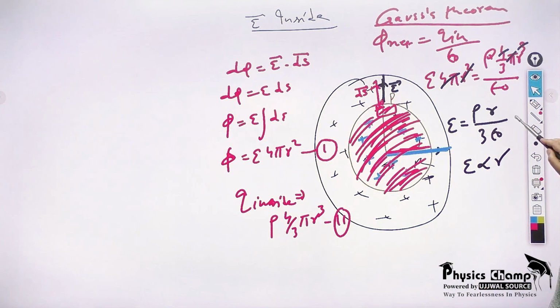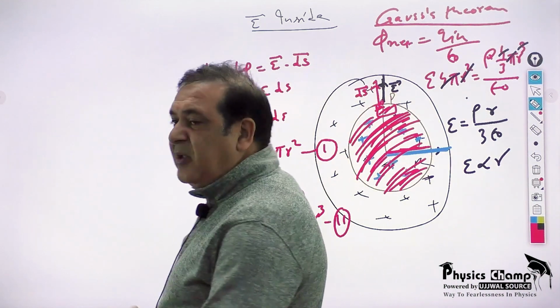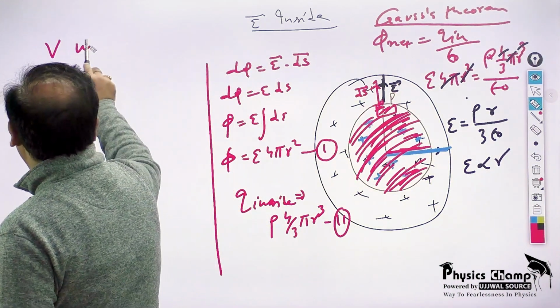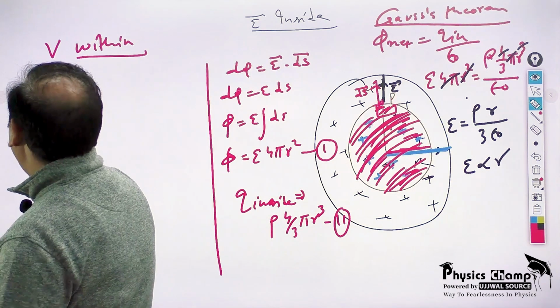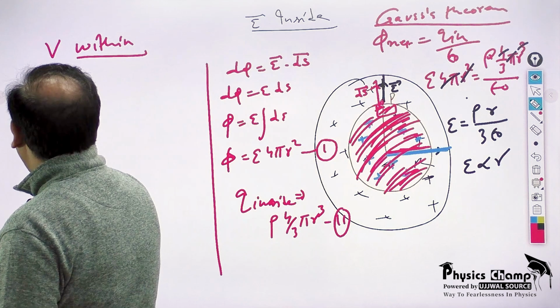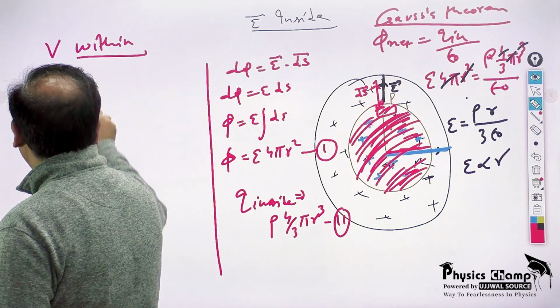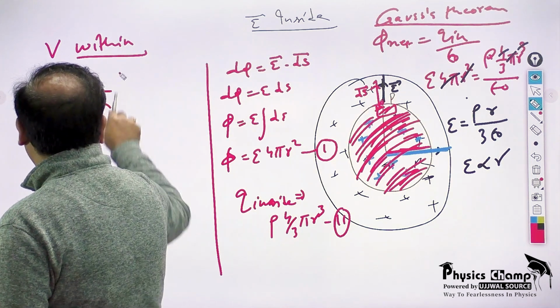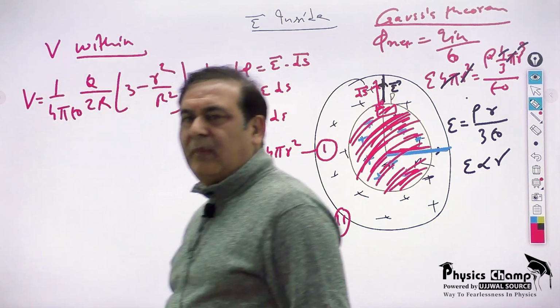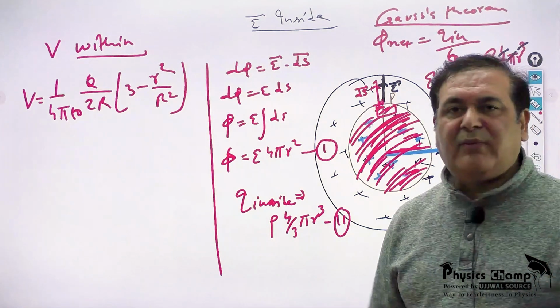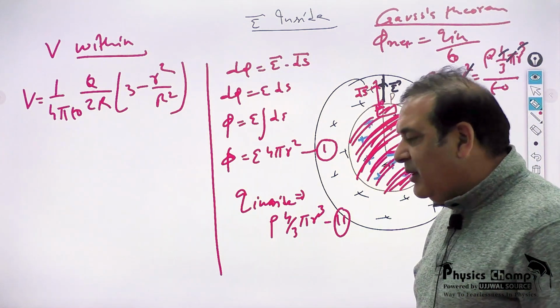And let's write the expression for electric potential. Now I'll be directly sharing that formula for electric potential within. We are not proving it like we have done earlier. The potential within will be 1 by 4 pi epsilon naught Q by 2R into 3 minus r square by capital R square. Now this result I am directly sharing with you. What is more important is the outcome.